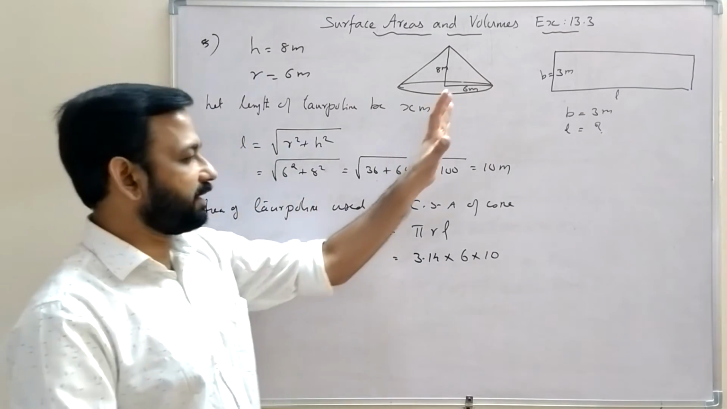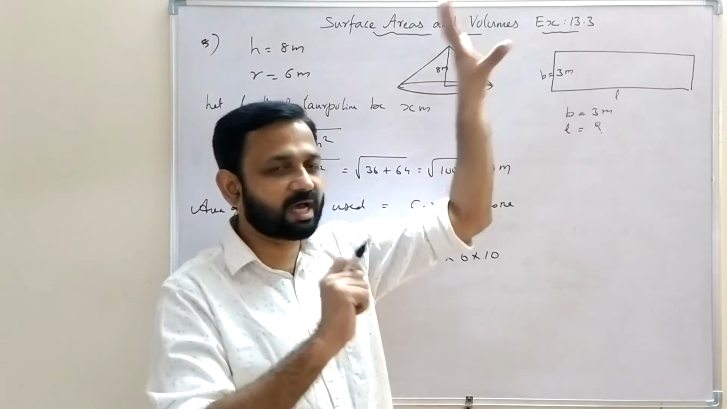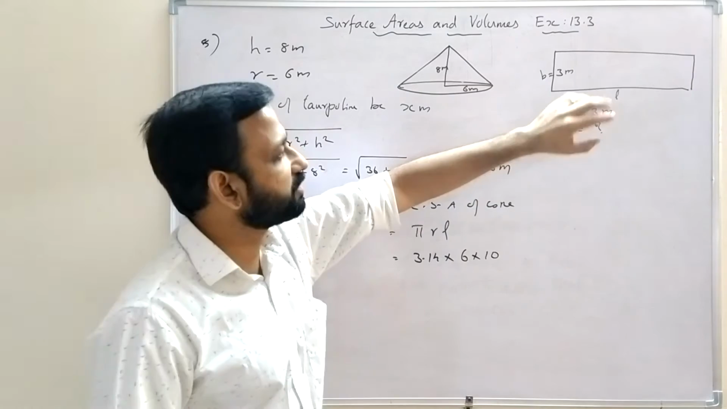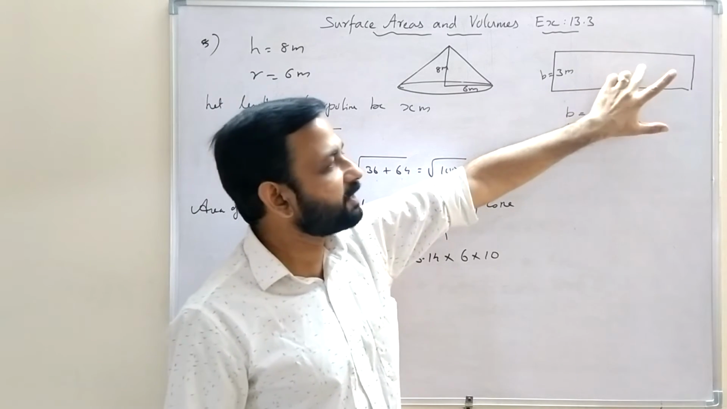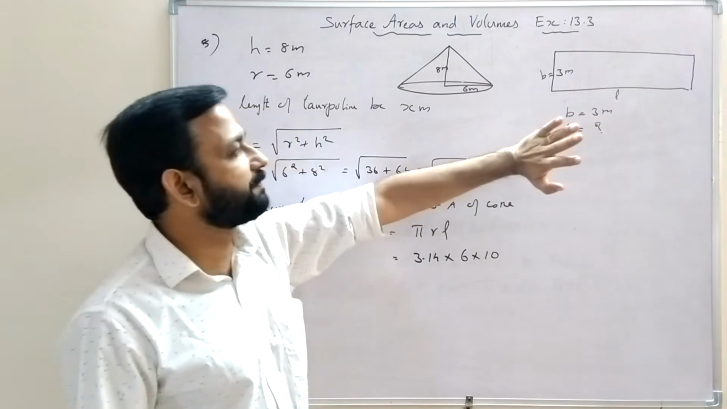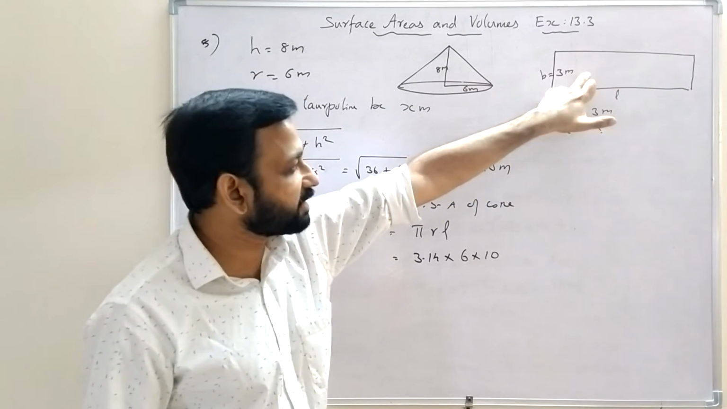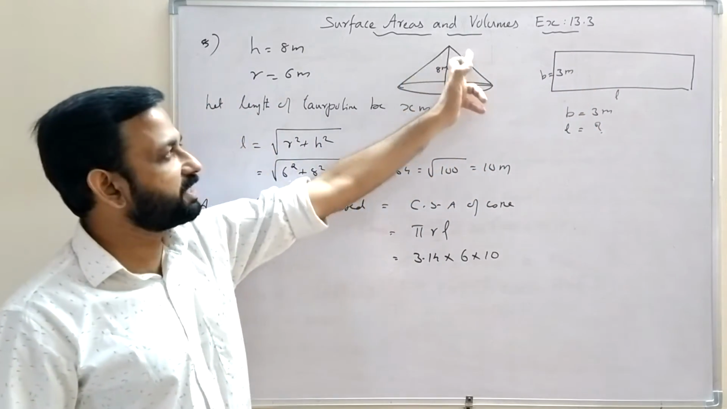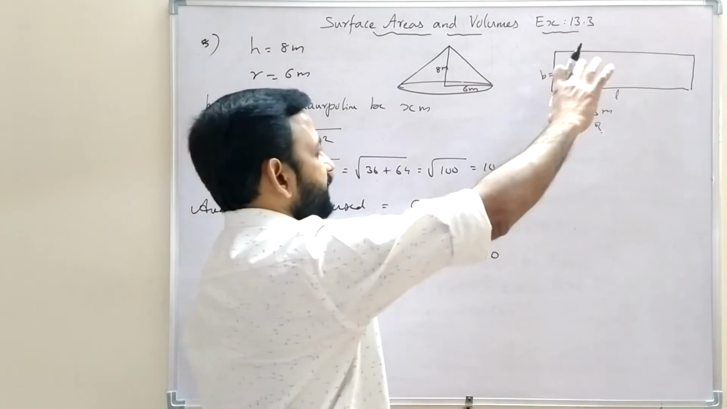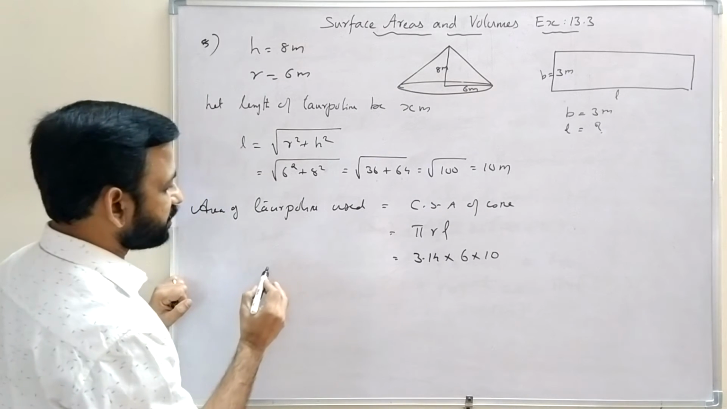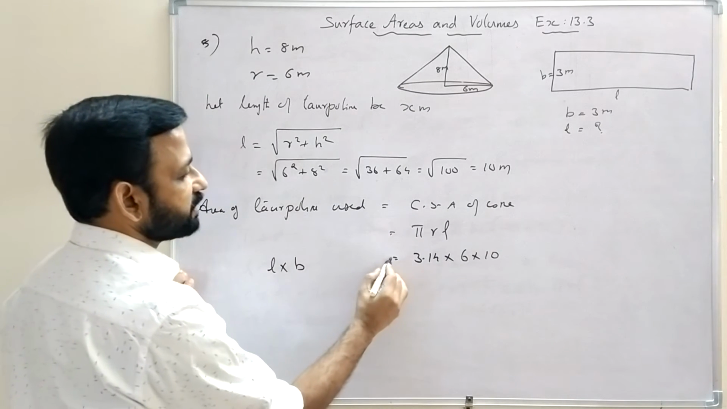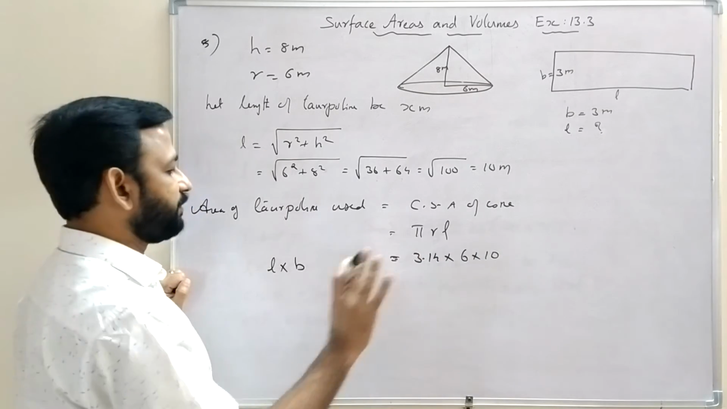When we purchase a tarpaulin sheet, we get a tarpaulin sheet in rectangle shape. So suppose this is the tarpaulin sheet we purchased from the shop, in rectangle shape. Then the area of that rectangle sheet and the curved surface area will be the same. So the area of the rectangular tarpaulin is length into breadth, that is L into B. Area of tarpaulin used equals 3.14 into 6 into 10.